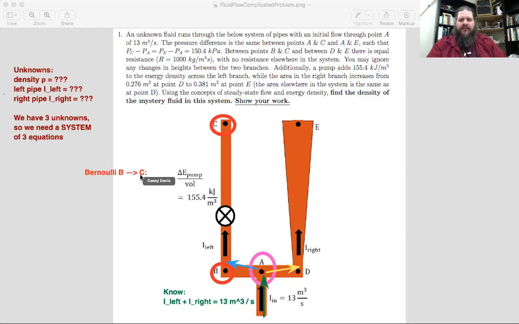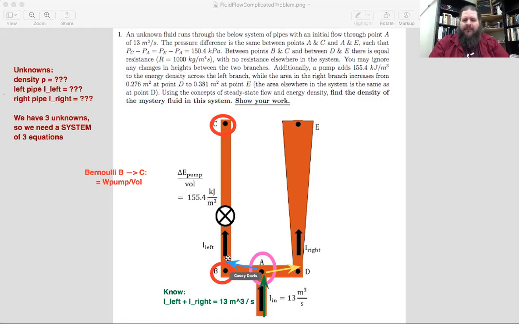Is there anything we know has to be different at B versus at C, based on the text of the problem here? E-pump? Yeah, there's definitely going to be a pump term because this path is passing through a pump. So we definitely have equals work density done by the pump, which is provided. We know that's going to be 155.4 kilojoules per cubic meter.